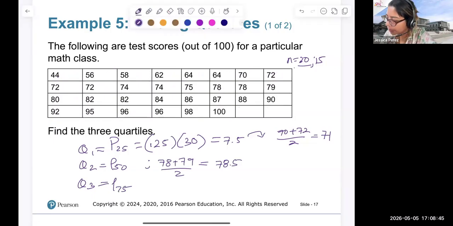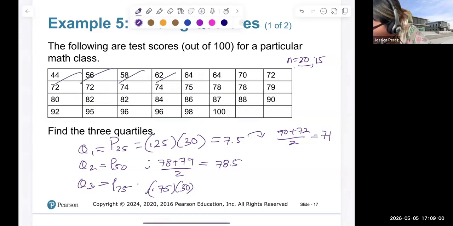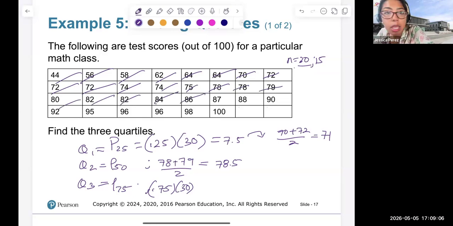So then what we're going to be looking for is 0.75 times 30. So if I do the 75th percent, 0.75 times 30, that's 22.5. So that means 1, 2, 3, up to 22, and 23. So we're looking right in the middle. So it's 87 plus 88 divided by 2.